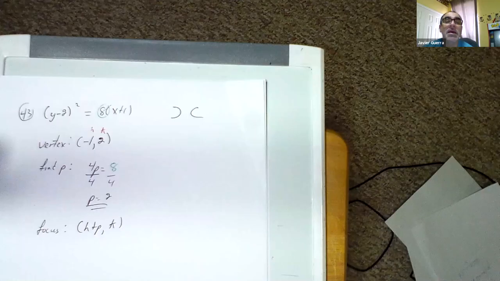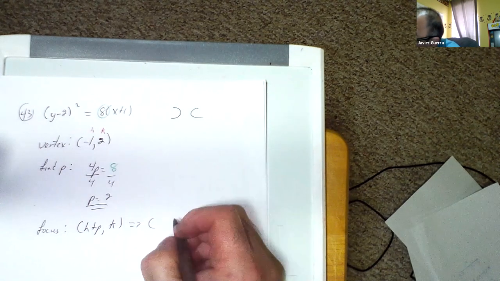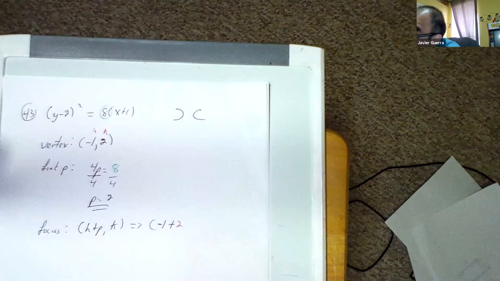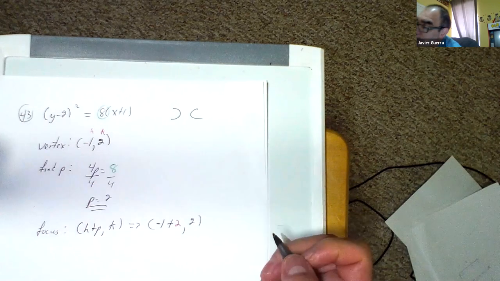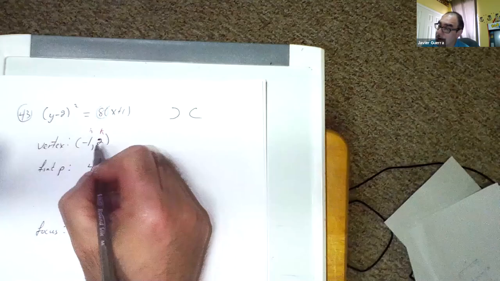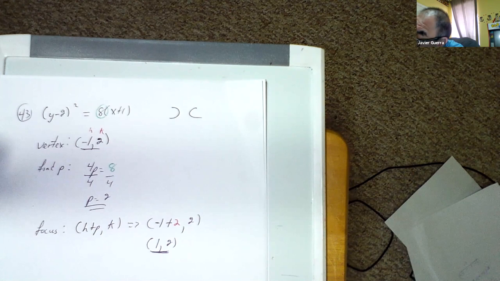Right. And then we substitute. We're going to substitute the H, the K, and the P. And here we go. I was going to do the Mario sound. Here we go. H is negative 1 plus my P value, which was the 2. Comma K is 2. So I end up getting 1 comma 2. I was trying to do it wrong so that you guys can pick it up, and I got it right. Son of a biscuit. Okay, next time I'm going to do it wrong on purpose.